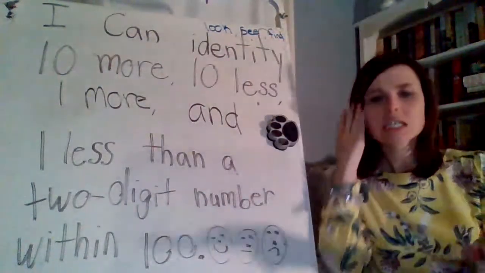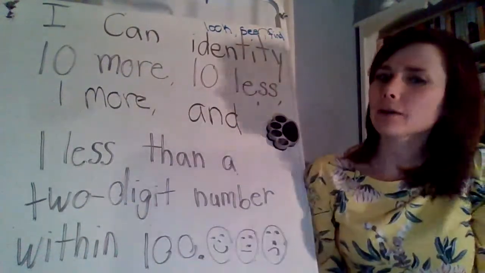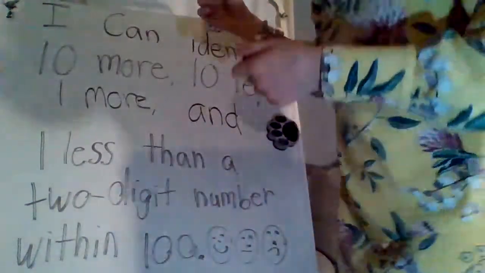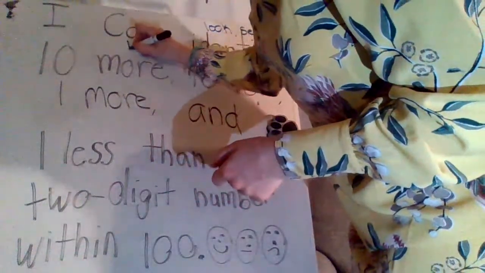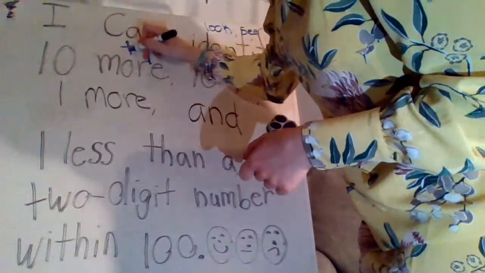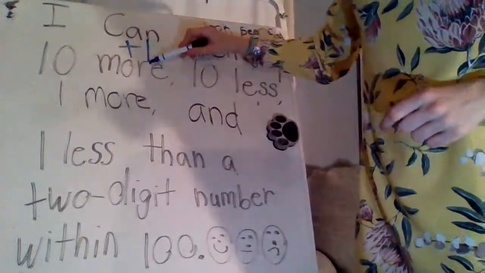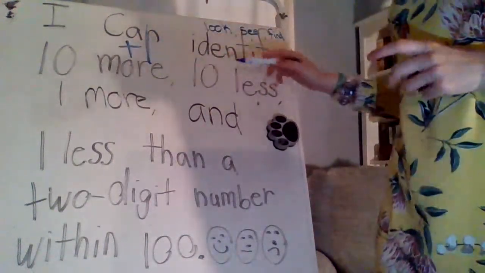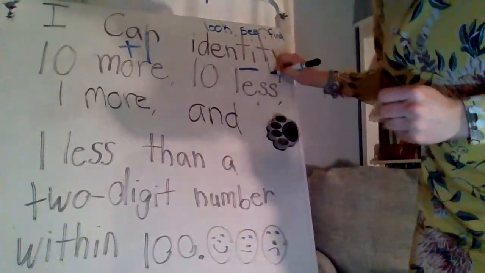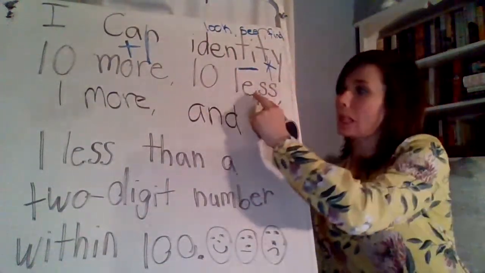10 more. And remember, when we do 10 more, we can skip count by tens. And how do we draw tens? We draw quick tens, which are just straight lines down. So 10 more means adding, plus 10, and here's our quick 10. And 10 less means minus 10. When we have our quick 10, we cross it off because our number is getting smaller when we do less.